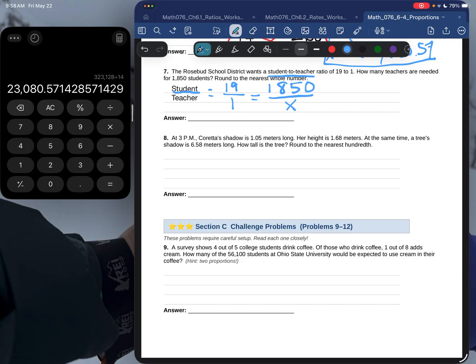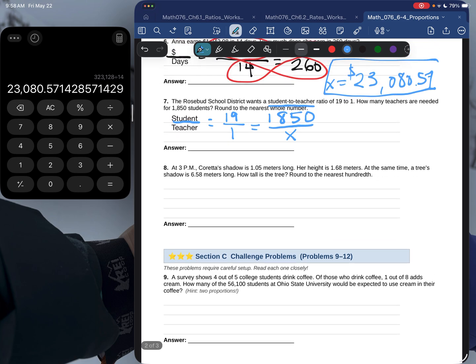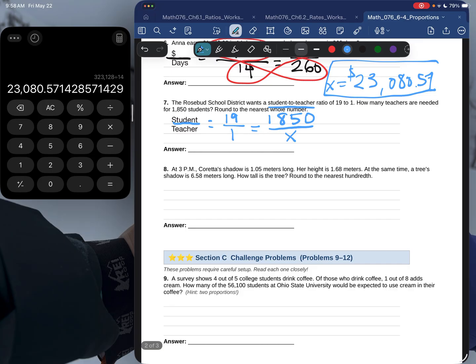At 3 p.m., Coretta's shadow is 1.5 meters long. Her height is 1.68 meters. At the same time, the tree's shadow is 6.58 meters long. How tall is the tree? Okay, so the way shadows work is when the sun is out, I'll show you a little picture. And as you know, my pictures are excellent.